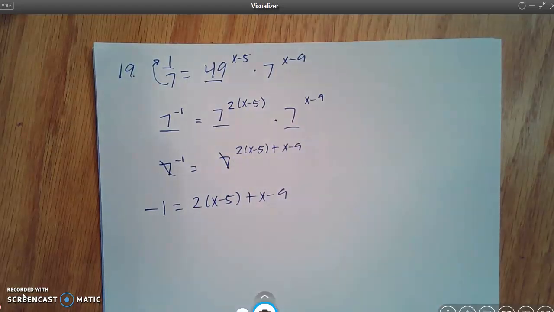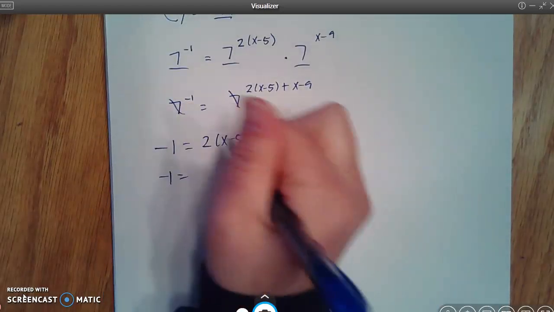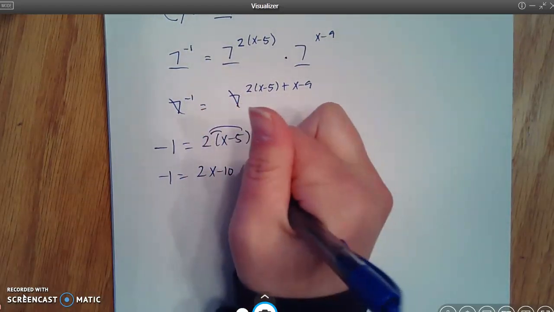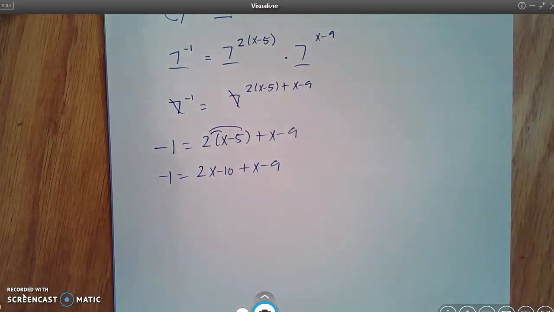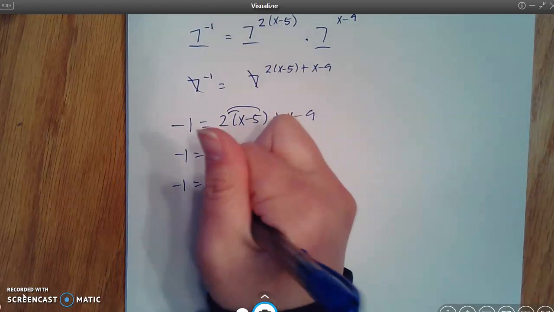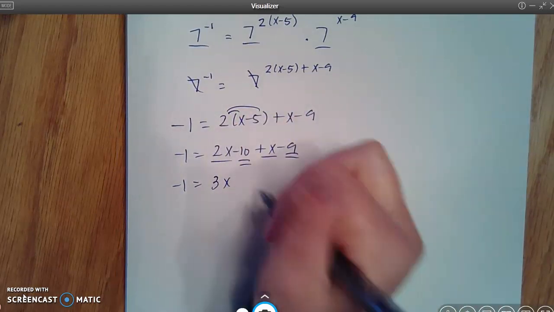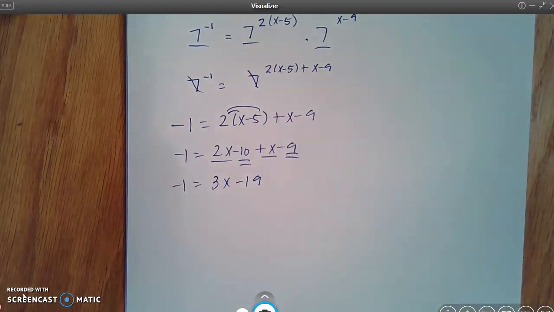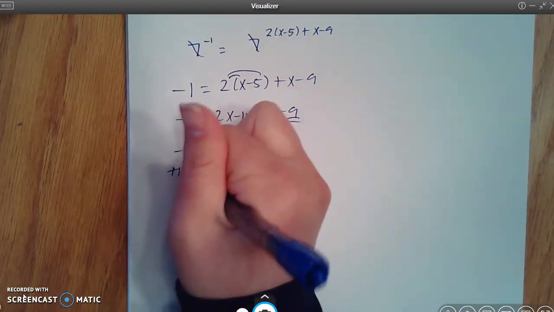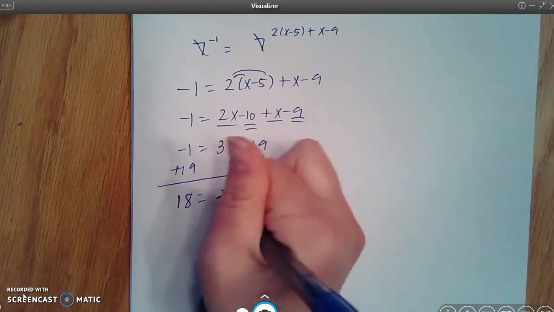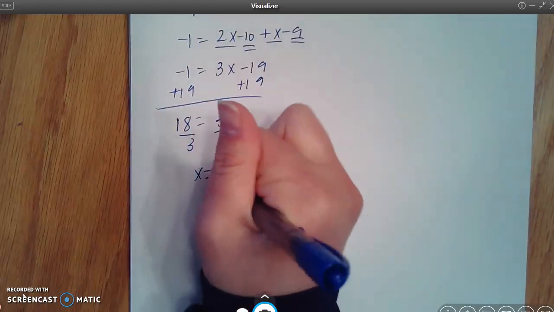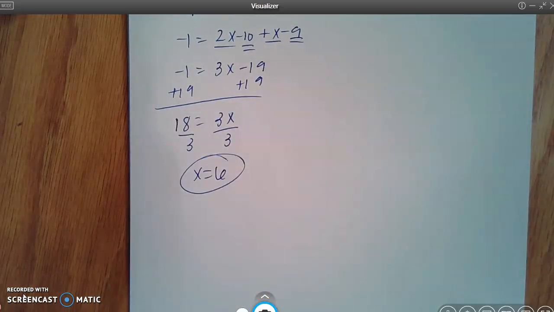Now I just need to go through and simplify. Negative 1 stays how it is. On the right side, I'm going to distribute my 2 to get 2x minus 10. Then I'll have x minus 9. I can combine my like terms. 1x and 2x is 3x. Negative 10 and negative 9 is negative 19. I need to get the 3x by itself, so I'm going to add 19. I get 18 equals 3x. Divide by 3, so x is equal to 6.